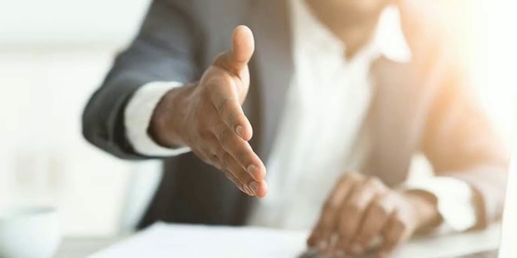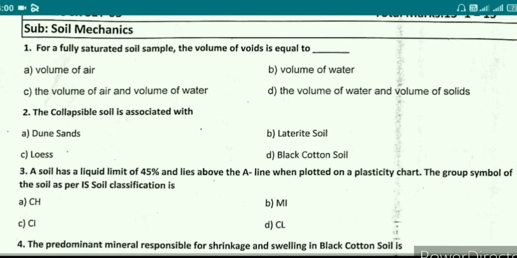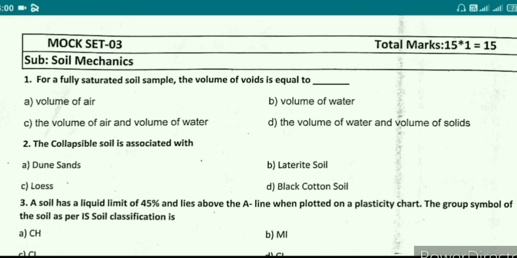I am Saumik Mullik. So today I am here with a new mock test, and this mock test is on the subject soil mechanics. So we have 15 questions and each question is having 1 marks.